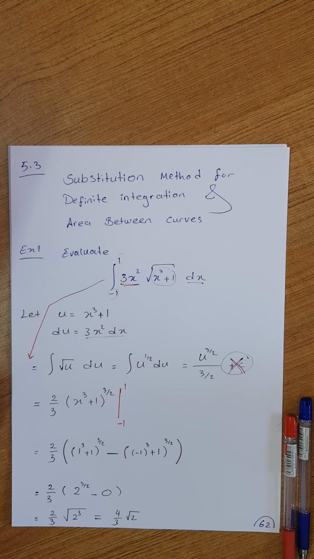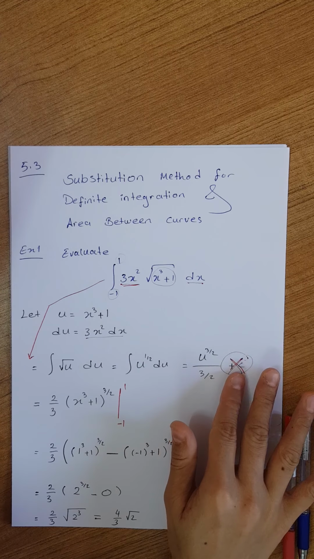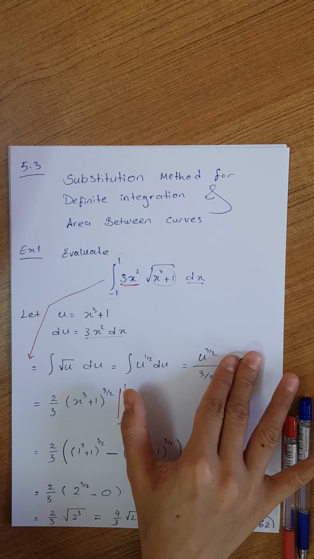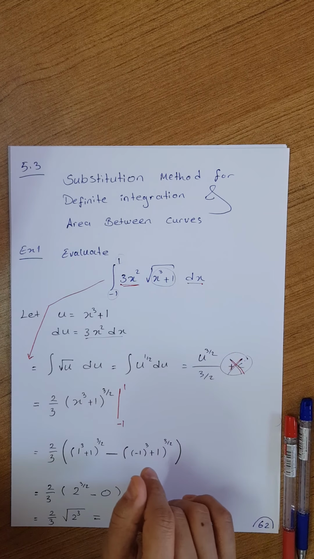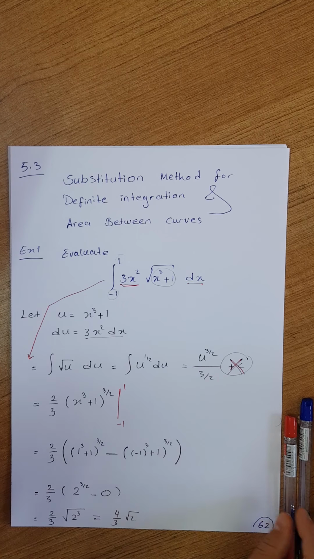So since you know the substitution method for indefinite integration, you are doing the same procedure here, but at the end, instead of having plus c, we are inputting those upper and lower values into the function that we have got.